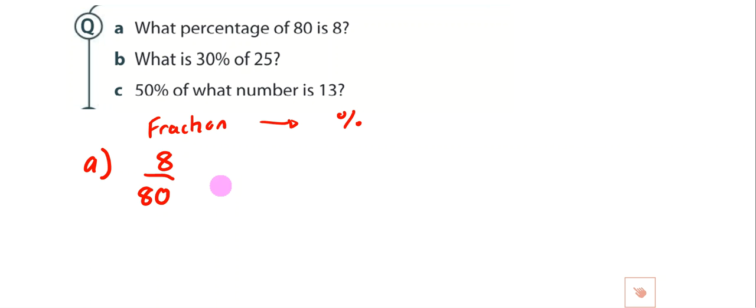I would do 8 divided by 80. So we have to do 8 divided by 80. That's basically what the fraction means. Ah, that's what we want, isn't it? It's the times 100 bit. I could do times 100. Like you said, that ends up being the same thing as putting it out of 100. So can I ask you to tell me what that answer is? 10%.